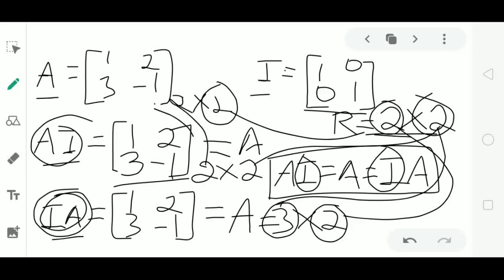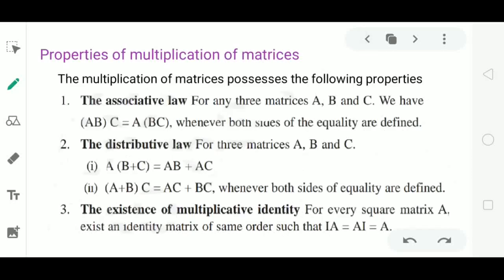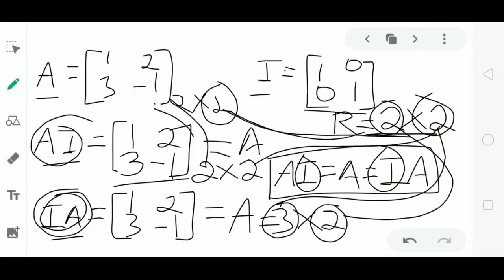So if IA is not defined, then identity doesn't exist for product in case of a matrix which is not a square. Identity exists only for a square matrix. Identity is defined only for a square matrix. So read the statement once again. The existence of multiplicative identity: for every square matrix A, we can consider the multiplicative identity, only for square matrix. For every square matrix A, there exists an identity matrix of the same order. Identity matrix must have the same order as the given matrix A.